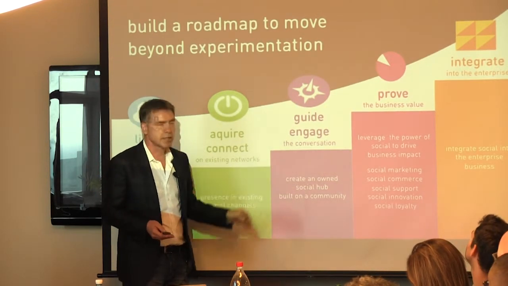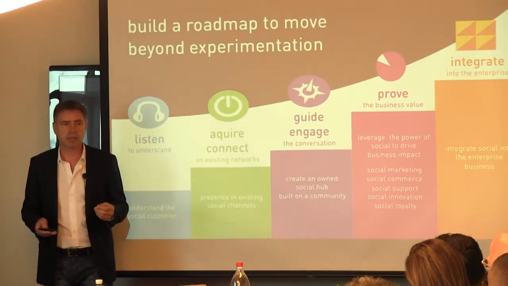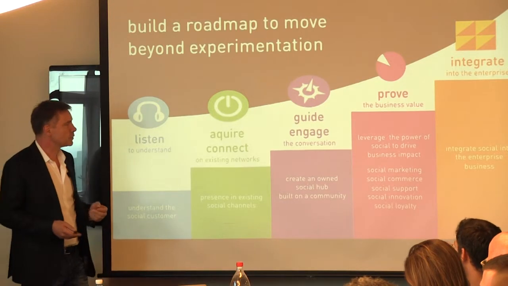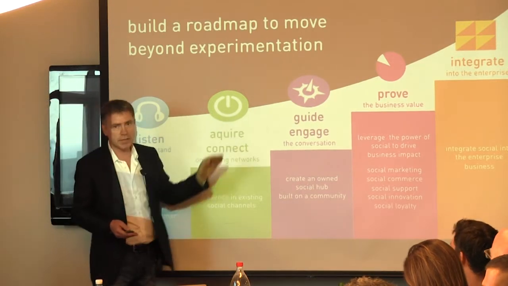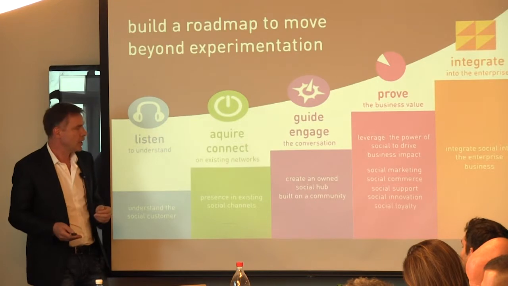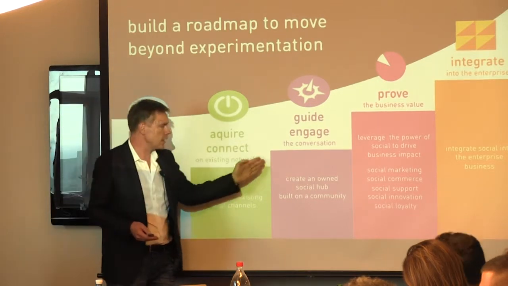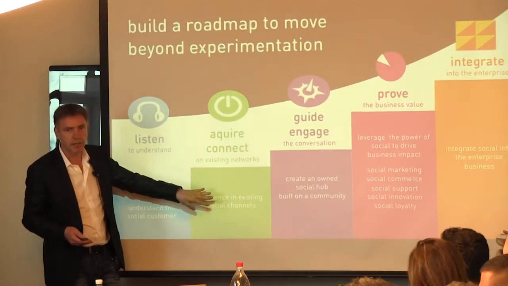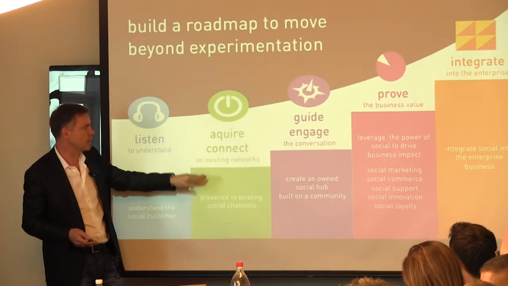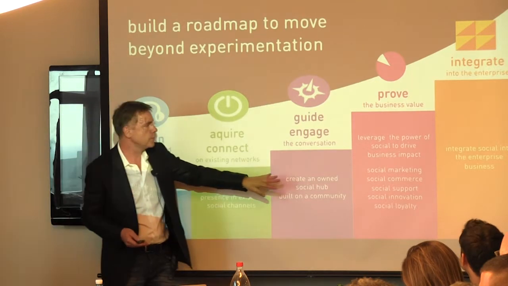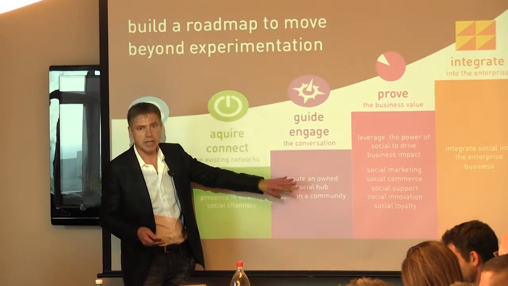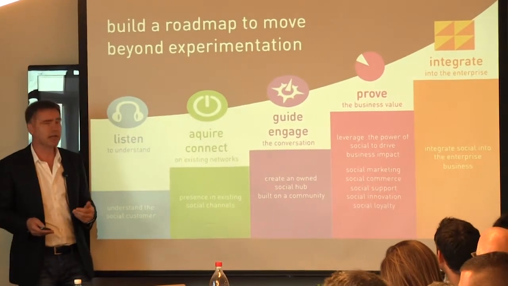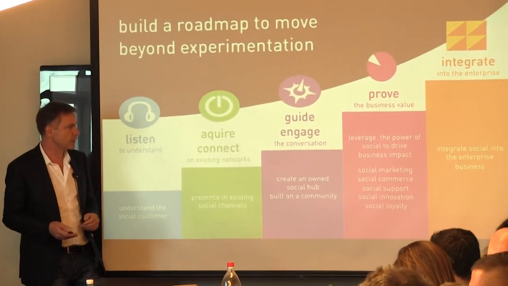Step 3 is about engaging with customers, interacting with your customers and your prospects, and also to guide the conversation with your target groups. And this is all about creating a social hub built on a community. While a social network is good to acquire customers, to connect with customers, only a community allows you to engage with customers and to have the interaction and to produce user-generated content.